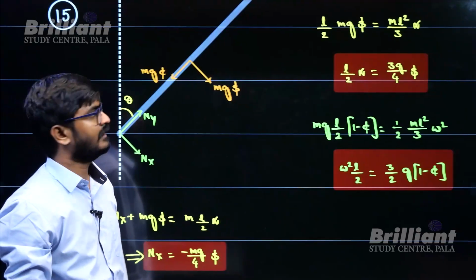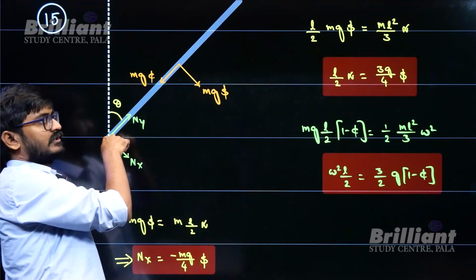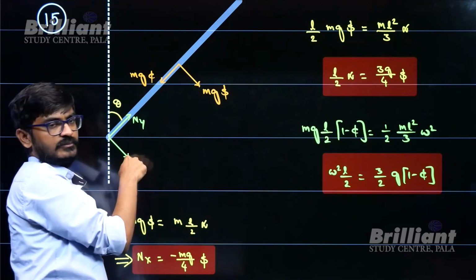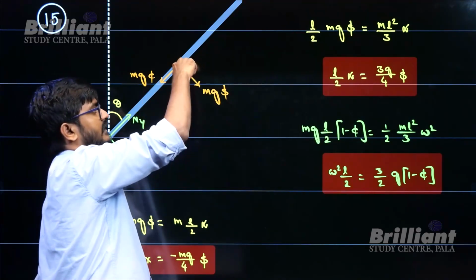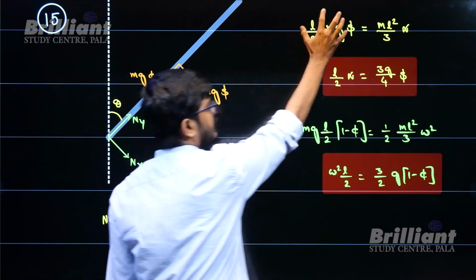So now I am finding alpha. Now how to find alpha? Torque equals I alpha. When I take torque about this point, torque because of these two forces will be 0, torque because of this force will be 0, there will be torque because of only this force, equals I alpha.